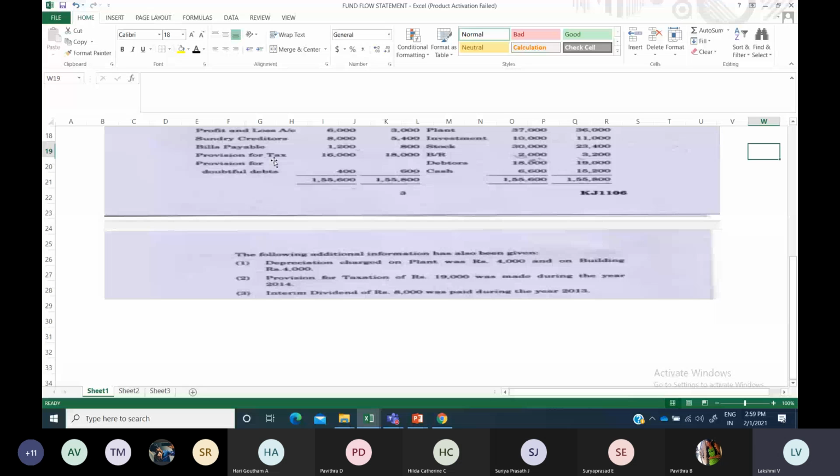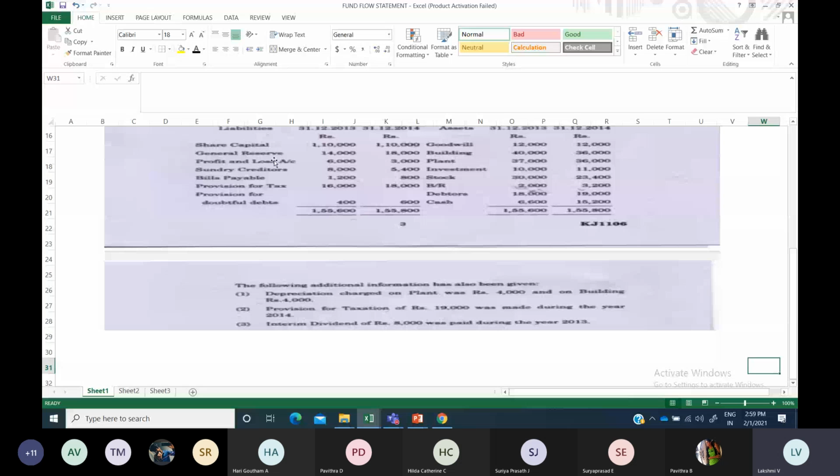For provision for tax also, you should prepare an account again. With this opening balance, this is known as the opening balance. This is the closing balance. This is the provision created for that year. So how much tax they have paid, you have to find out, for which you have to prepare a provision for taxation account. The way you open ledger accounts, the same way you have to prepare here also.